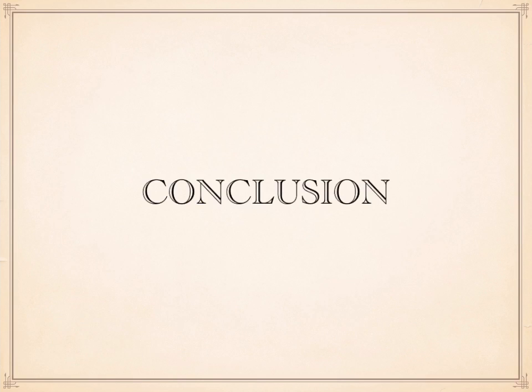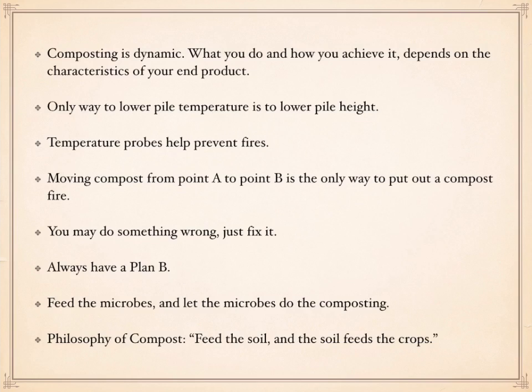Conclusion. Composting is dynamic. What you do and how you achieve it depends on the characteristics of your end product. The only way to lower pile temperature is to lower pile height. Temperature probes help prevent fires. Moving compost from point A to point B is the only way to put out a compost fire.